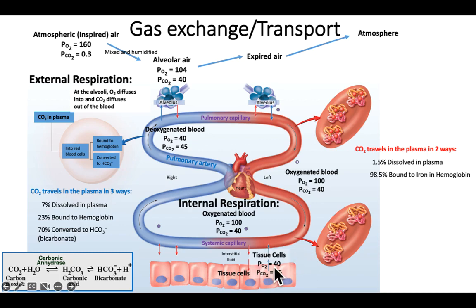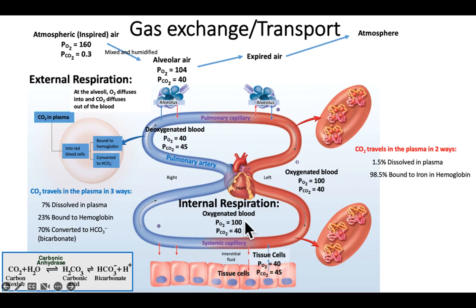Tissue cells are pretty low in oxygen, right? Because they've been utilizing it. So the oxygen level is about 40. Carbon dioxide levels are relatively high because they've been producing carbon dioxide. So now to understand this gas exchange, we just compare the numbers.